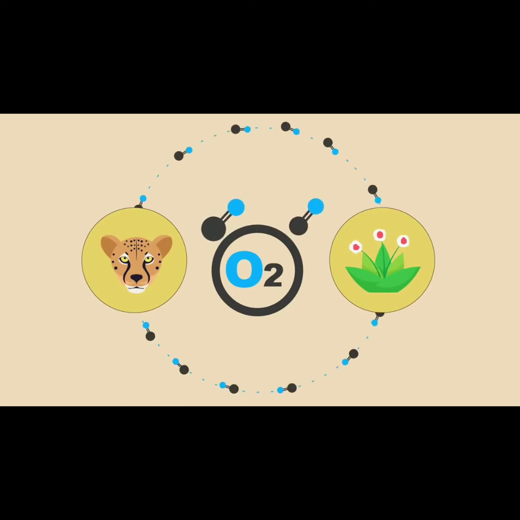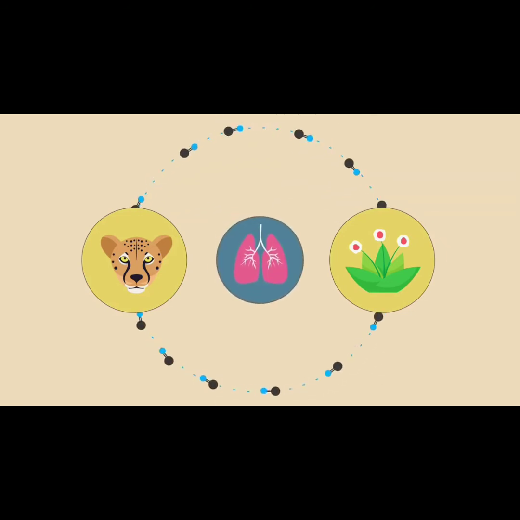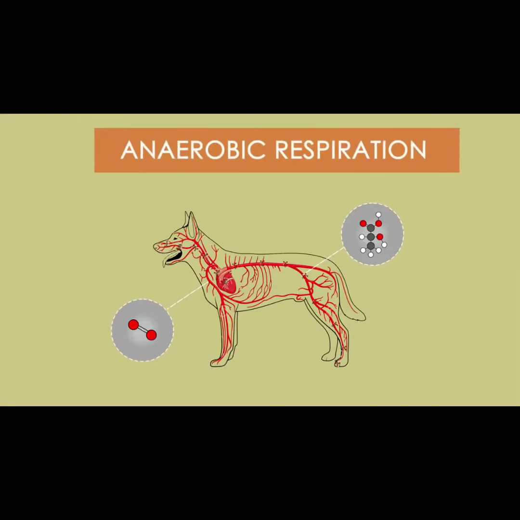Sometimes animals and plants can't get enough oxygen to respire aerobically, such as during intense exercise. But they still need to respire to survive. After all, everything relies on respiration for energy. Luckily, there is a backup plan: anaerobic respiration. Now, we are going to look at anaerobic respiration in both animals and plants.